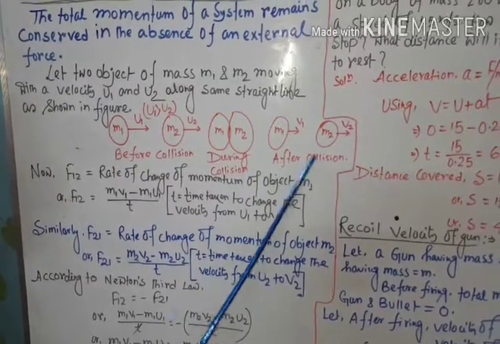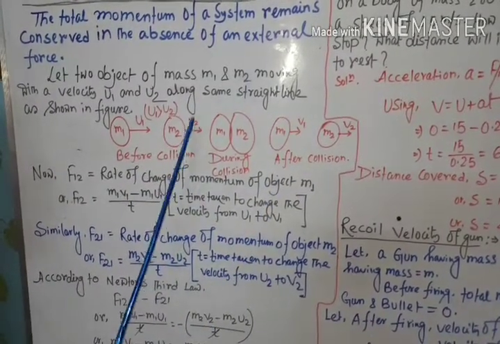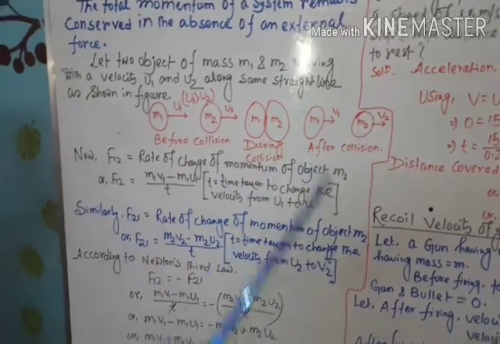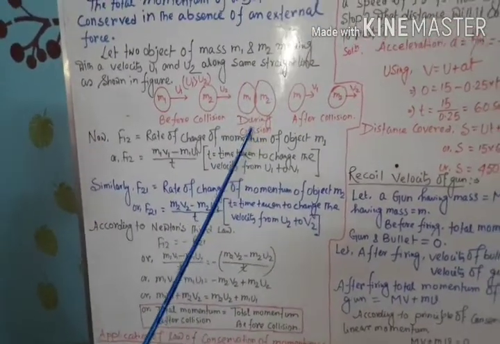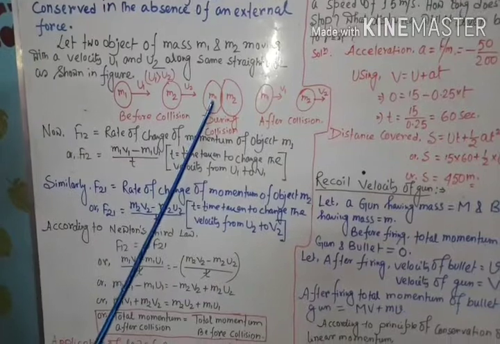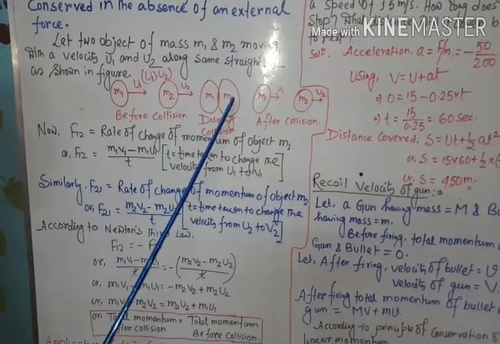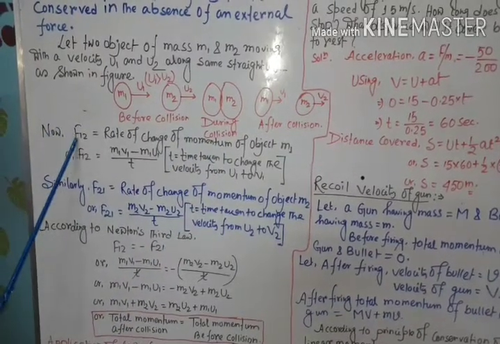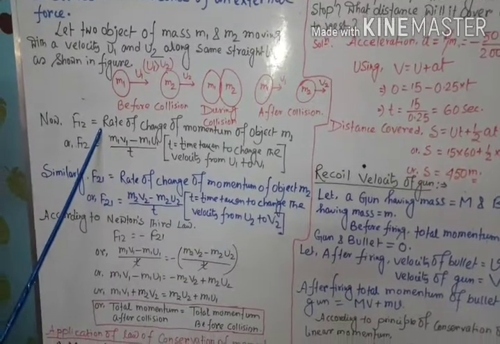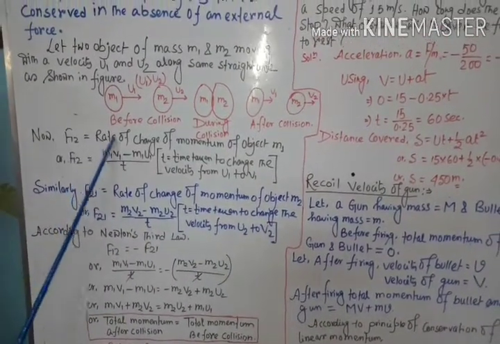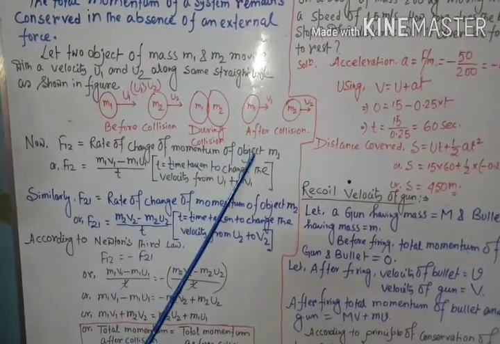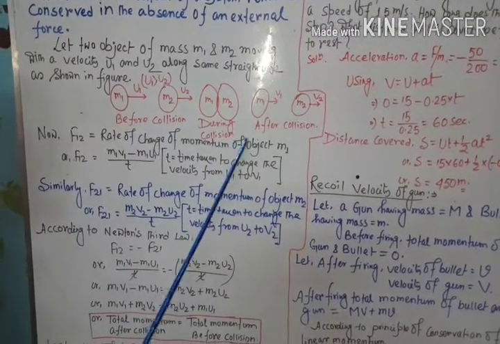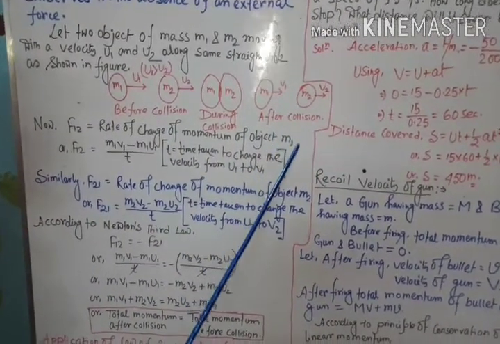So this is the situation after collision. To change the velocity from u1 to v1 and from u2 to v2, the time taken is, suppose, t. We know that during the collision, m2 exerts some force on m1 and m1 exerts some force on m2, which are known as action and reaction. So the force on 1 by 2, from Newton's second law, is equal to the rate of change of momentum of the object m1. So F12 equals, what is the rate of change of momentum of m1? Change in momentum by time taken.